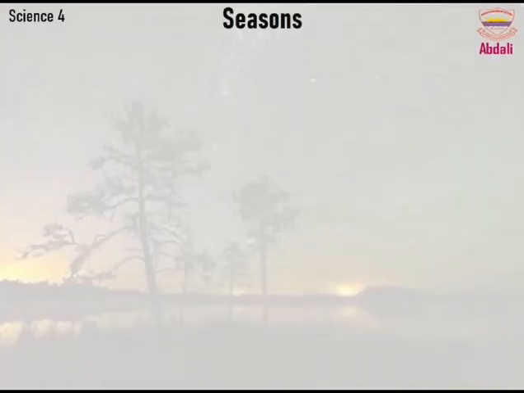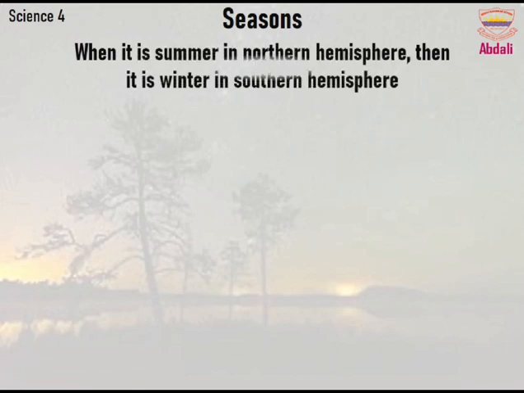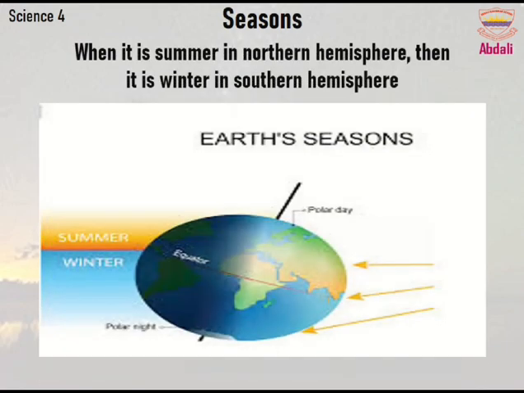There are 4 different seasons on Earth at one time. For example, when there is summer in the Northern Hemisphere, then it is winter in the Southern Hemisphere, and on the opposite side there are spring and autumn.